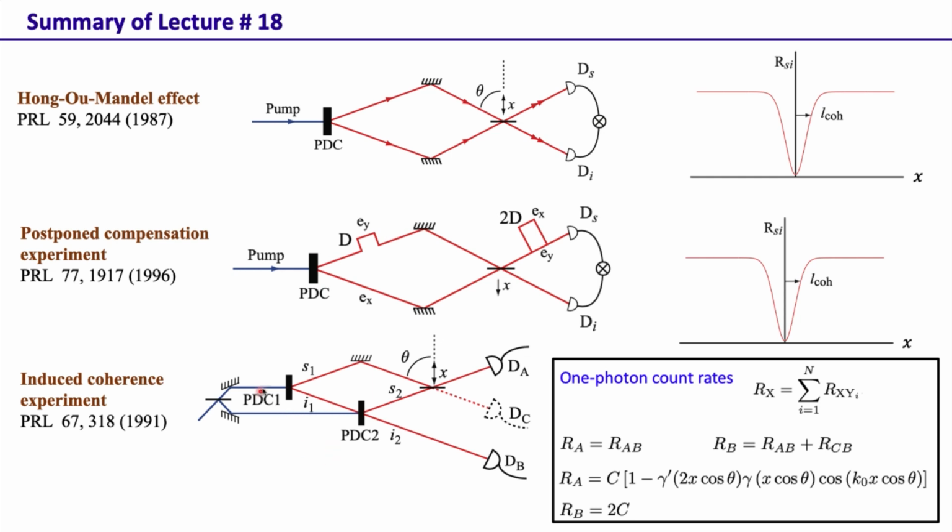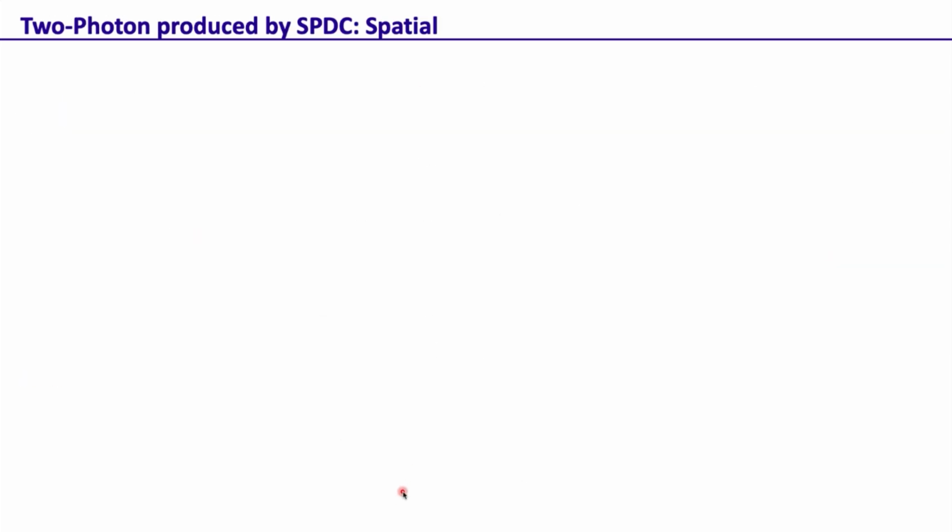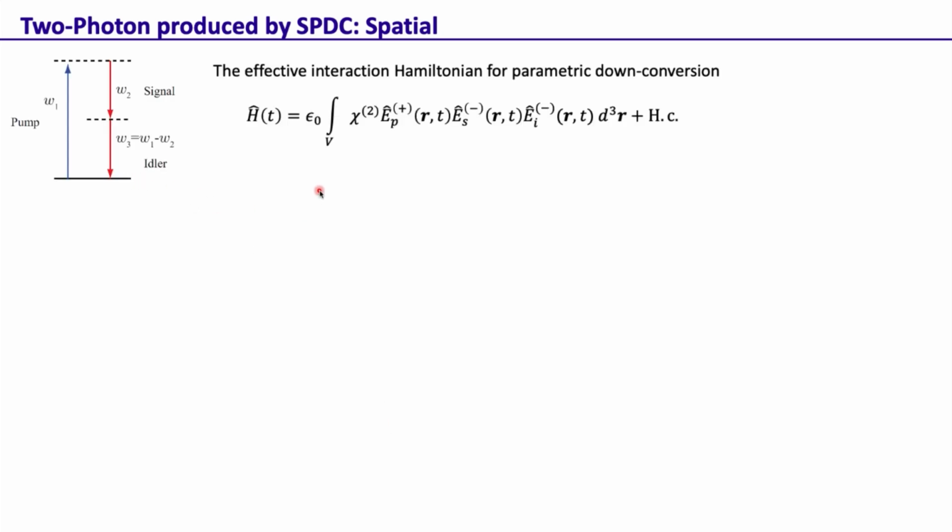We also had an intuitive way of explaining this two photon interference, but today we are going to do two photon interference in the spatial degree of freedom. So first, let's look at the two photon state that is produced by SPDC in the spatial domain, and this is the effective interaction Hamiltonian. This is the full interaction Hamiltonian that we derived two lectures ago. We used the one-dimensional version of this Hamiltonian, but today we'll use the full Hamiltonian.